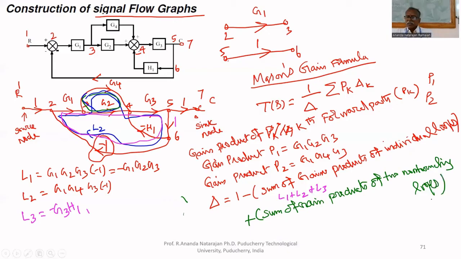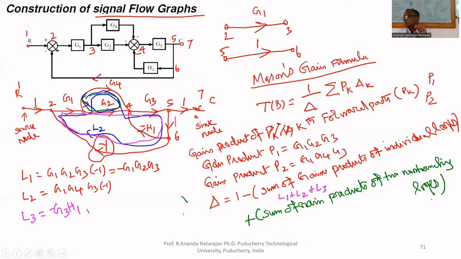Non-touching loops: sum of gain products of two non-touching loops. Is there any non-touching loop? You see that L1 and L2 are touching each other. L2 and L3 are touching each other. L1 and L3 are touching each other. Therefore, there are no two non-touching loops.